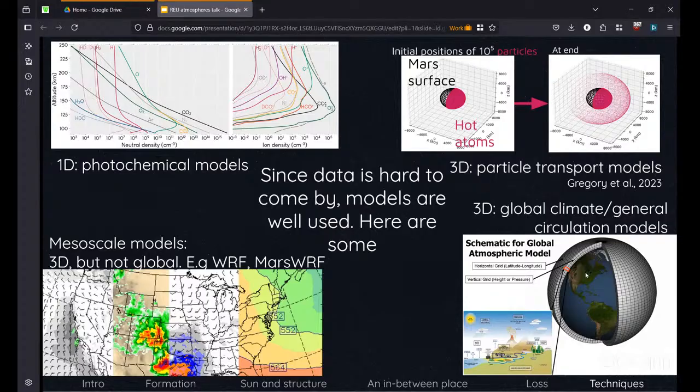We also have a lot of different 3D models. So the one at the top right is sort of studying the exact trajectories that individual particles can take in an atmosphere. And these two models work together fairly commonly. A lot of work, especially on Earth, is done with 3D GCMs or general circulation models. Sometimes they're called global climate models.